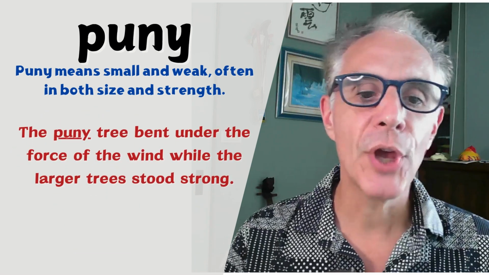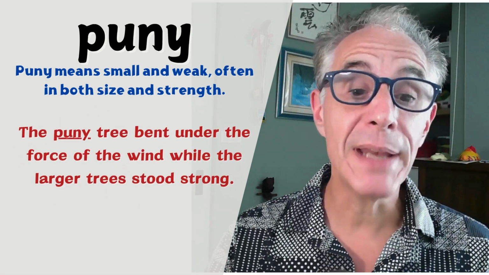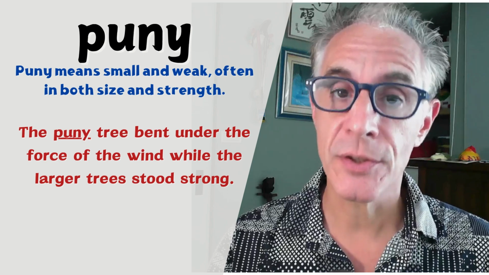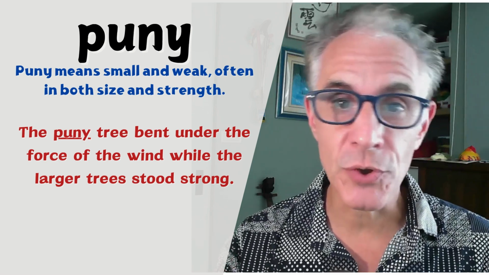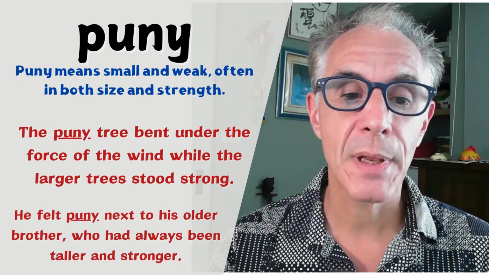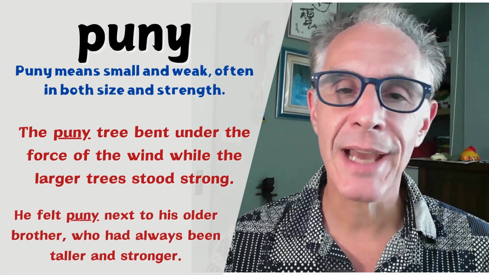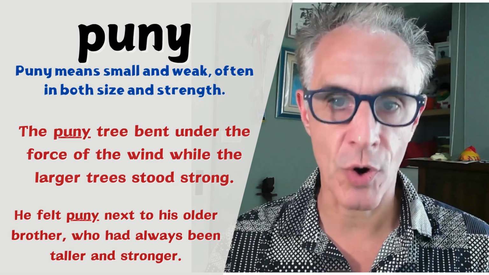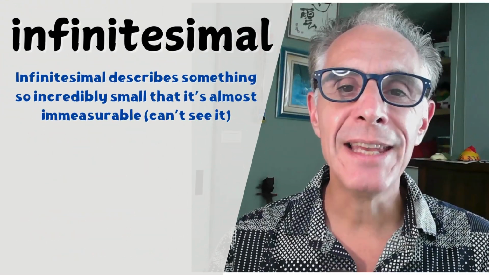Some examples. The puny tree bent under the force of the wind, while the larger trees stood strong. So the puny tree is not very strong, so it's going to bend more. He felt puny next to his older brother, who had always been taller and stronger. The next word is infinitesimal.